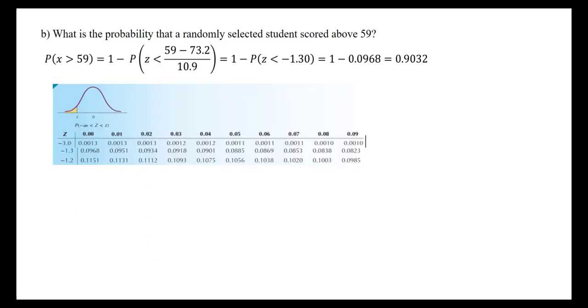So if we look at that value again in our table, negative 1.3, across the top 0.00, we end up with an area of 0.0968.